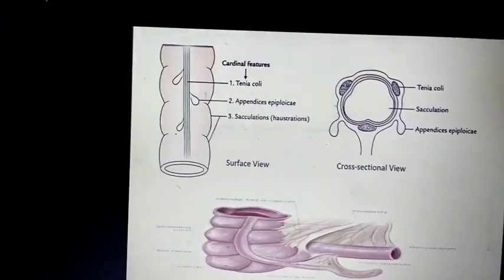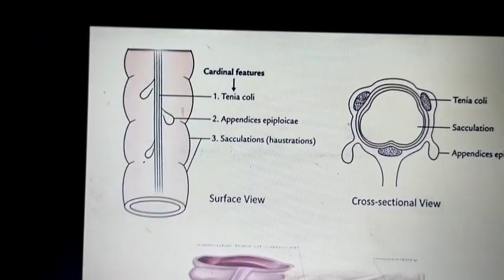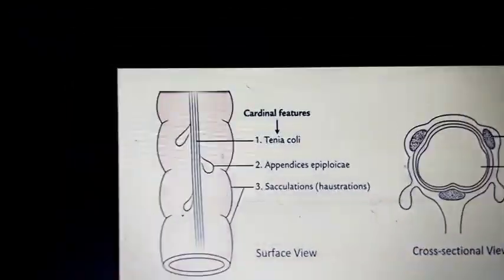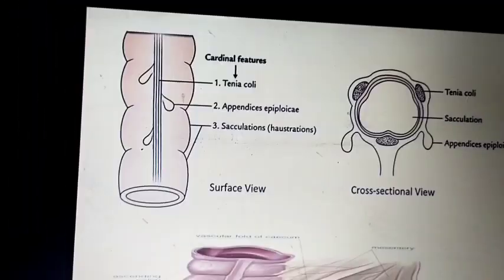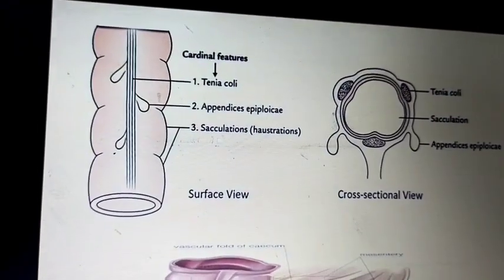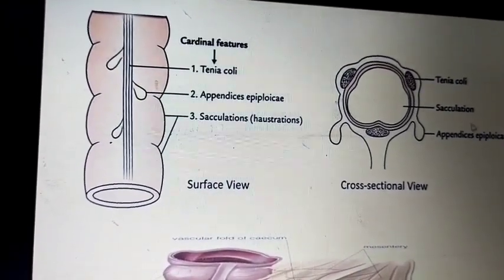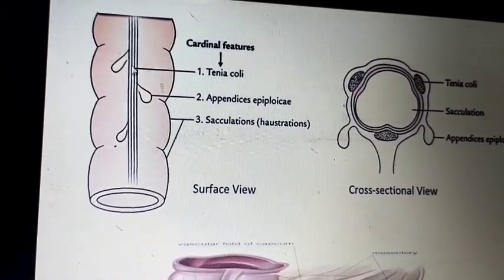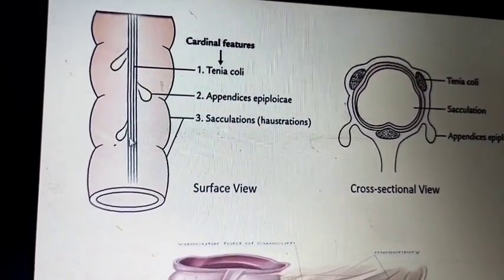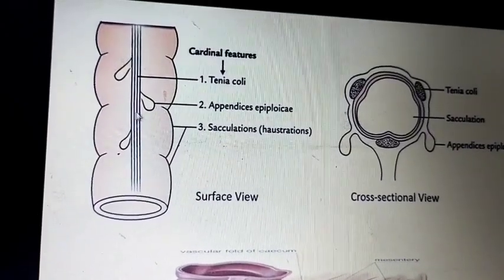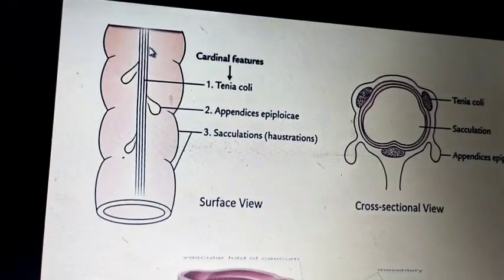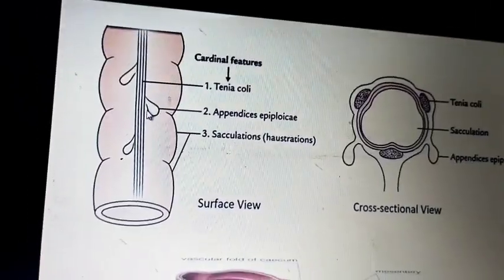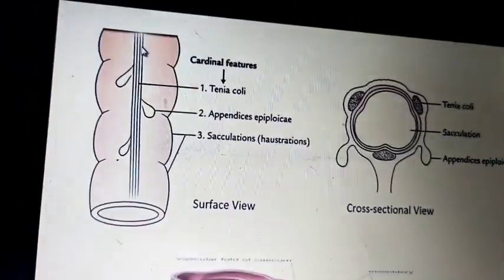Okay, you can see these as cardinal features, or what I also call special features, of the large intestine. One is the tinea coli. These are the longitudinal, ribbon-like bands of the large intestine. They are mainly made by the longitudinal muscle of the large intestine. Their length is much less than the length of the large intestine.